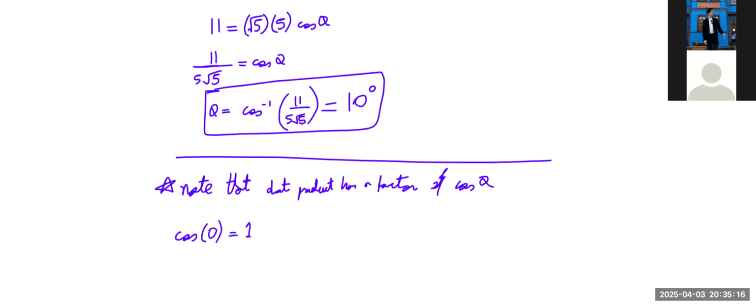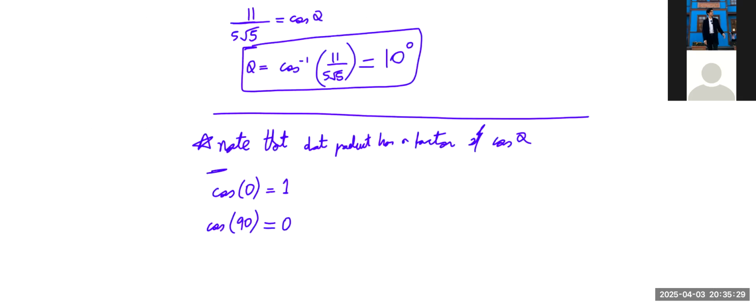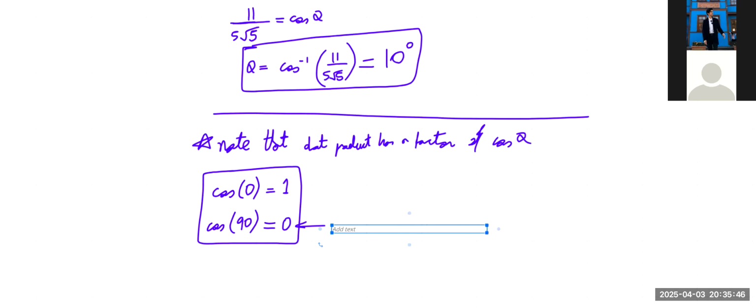And when the angle between two vectors is 90 degrees, meaning they're perpendicular, what is cosine of 90? 0. Because they're not pointing in the same direction at all. So, because of this fact, I'm going to type this out. This is one of the biggest claims: the dot product of two perpendicular vectors is always equal to 0.